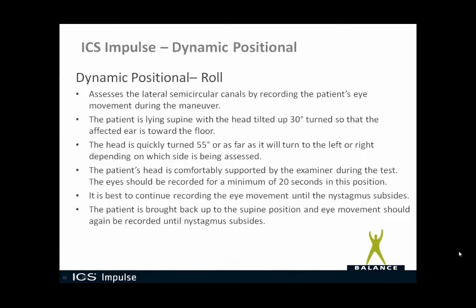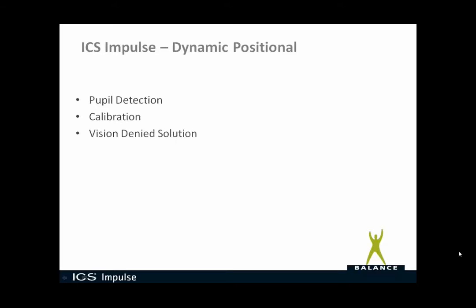Then the patient is brought back to the supine position, and the eye movement again should be recorded if any nystagmus is present until it subsides. Regarding pupil detection, calibration, or the vision denied solution, these are all covered in separate videos.